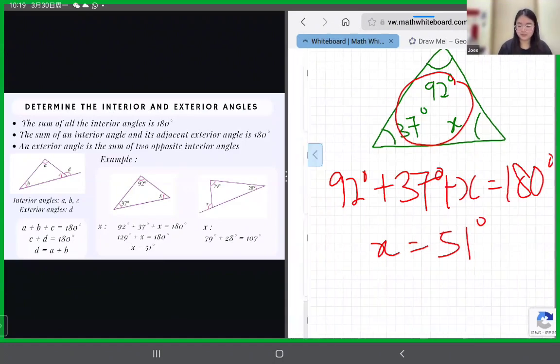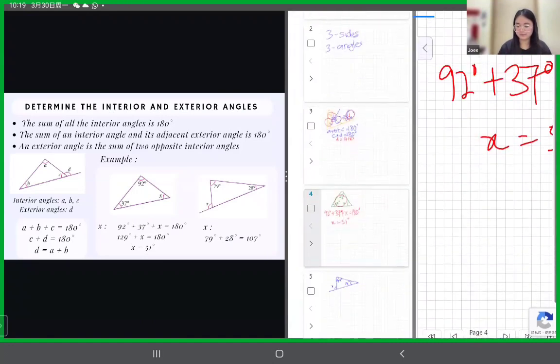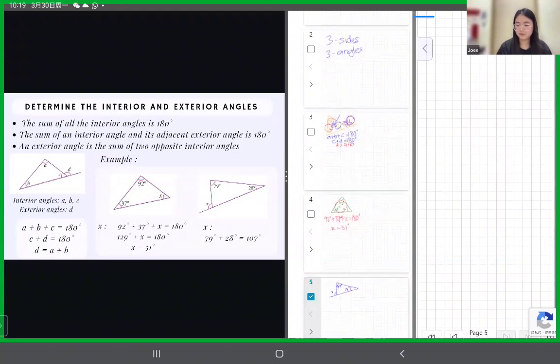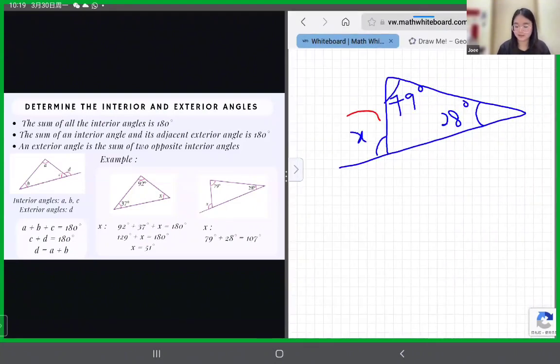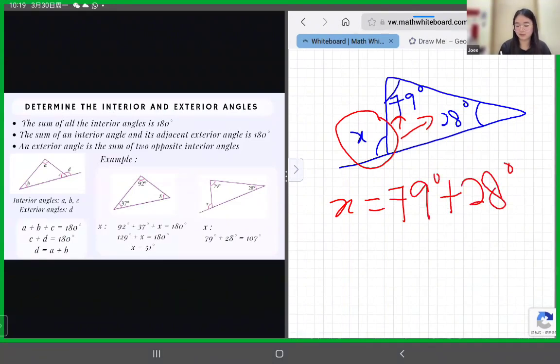Okay, for the next example, we will find the exterior angle. As we know, the exterior angle is the sum of its opposite angles. So x equals 79 degrees plus 28 degrees. So in total we get 107 degrees. Okay, now I will pass to the next teacher, which is teacher Dina.